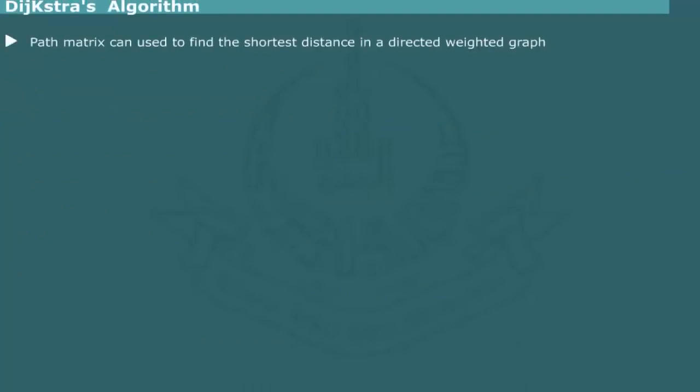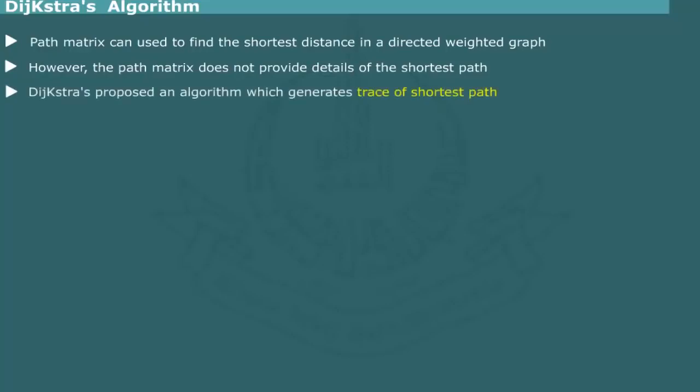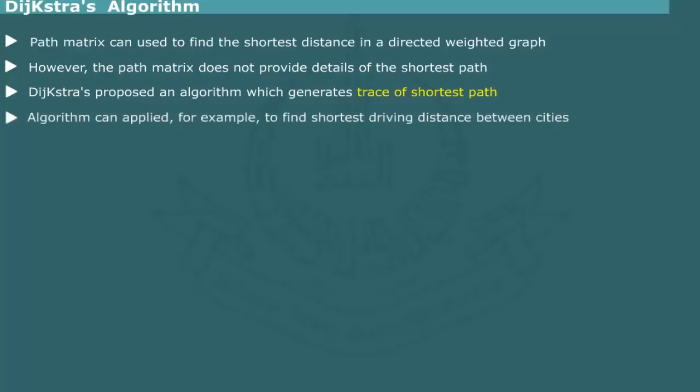Dijkstra's algorithm. We have already studied that a path matrix can be used to find the shortest distance between any pair of vertices in a directed weighted graph. The algorithm, however, does not provide the details of the shortest path between a given set of vertices. Dijkstra proposed an algorithm which generates a trace of the shortest path. The algorithm has many useful applications. For example, it can be applied to find the shortest driving distance between cities connected by roads.